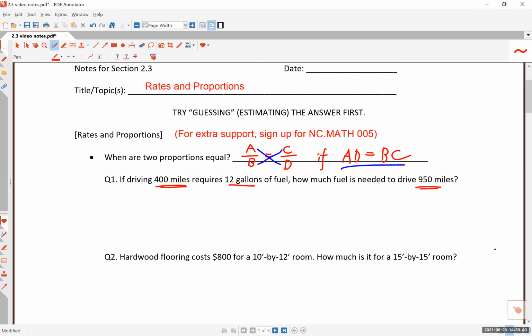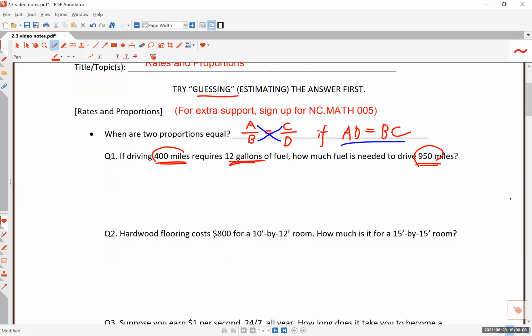Before we set up the equations, let's try to estimate what the answer should be. Would the answer be like 2 gallons? No, of course not, because you're driving more than twice as much. So it'll be a little more than 2 times the number of gallons you need. Twice 12 is 24, so you know you need at least 24 gallons and probably more like 26 or 27 gallons. That would be my guess. With that in mind, we'll know if we get a ridiculous answer. So let's keep that in mind.